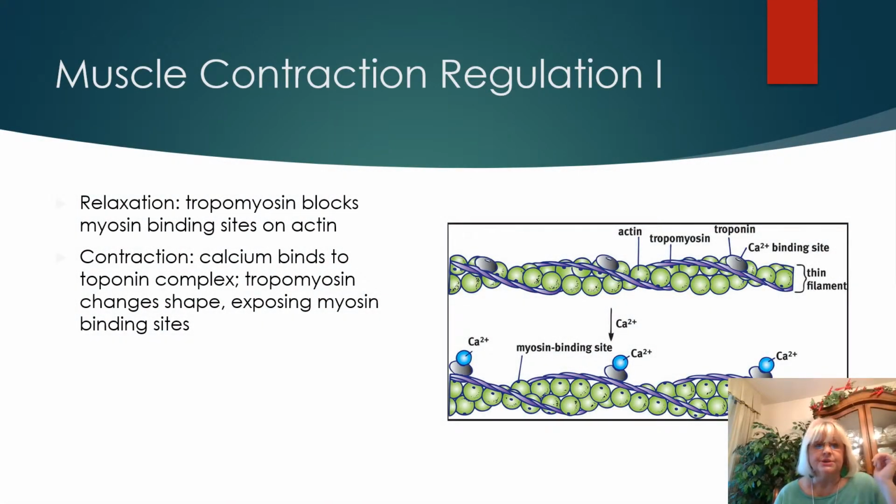Muscle contraction regulation. We're going to be talking about relaxation and contraction. So during relaxation, the tropomyosin blocks the myosin binding sites on actin. Then contraction takes place when calcium binds to the troponin complex. Tropomyosin changes shape, exposing the myosin binding sites.